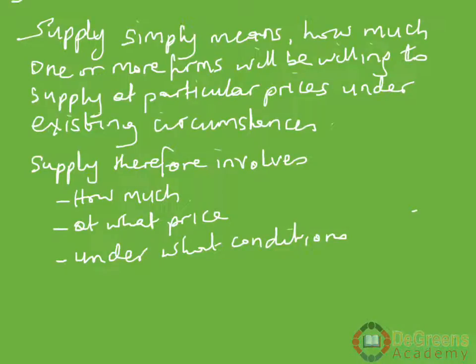So supply simply means how much one or more firms will be willing to supply at particular prices under existing circumstances. So as we said, when you are supplying, the prices affect supply and other circumstances. So supply therefore involves how much, at what price, and under what conditions. I'm sure that if you are a supplier, these are the things that you always consider.